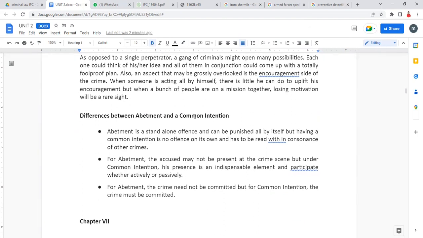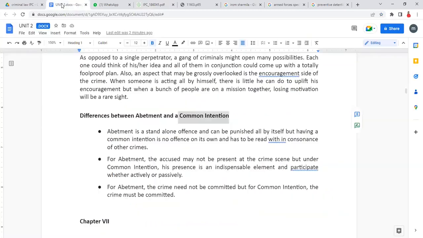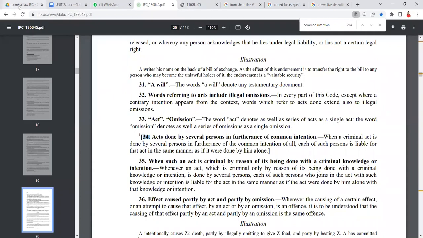Abetment is different from common intention because in the case of common intention, it's not punishable on its own. It has to come along with other sections defining different types of crimes. So Section 34 would always be mentioned in cases, as Section 34 read along with other sections defining crimes, but abetment is punishable in itself. Okay, is it clear?